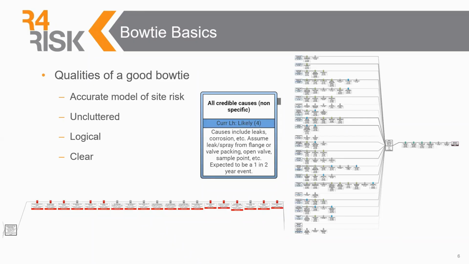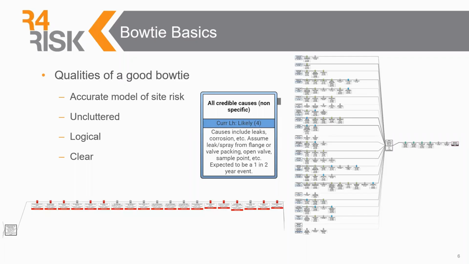So here are our qualities of a good bow tie that we recommend. It needs to be an accurate model of site risk. So does it truly reflect what is happening on site? Are those controls as effective as the bow tie says they are? And is this risk truly as high as we think it is? The last thing you want to do is to be basing all your risk reduction efforts on poor information.